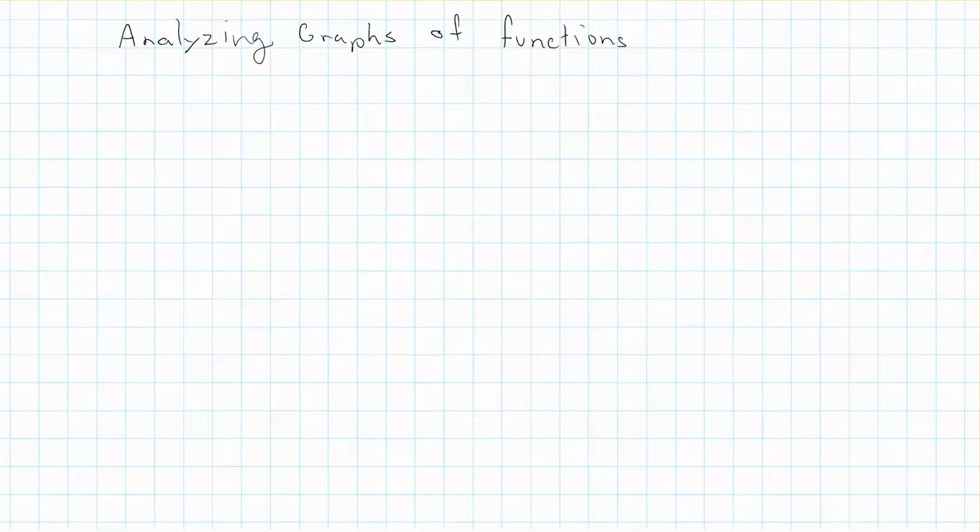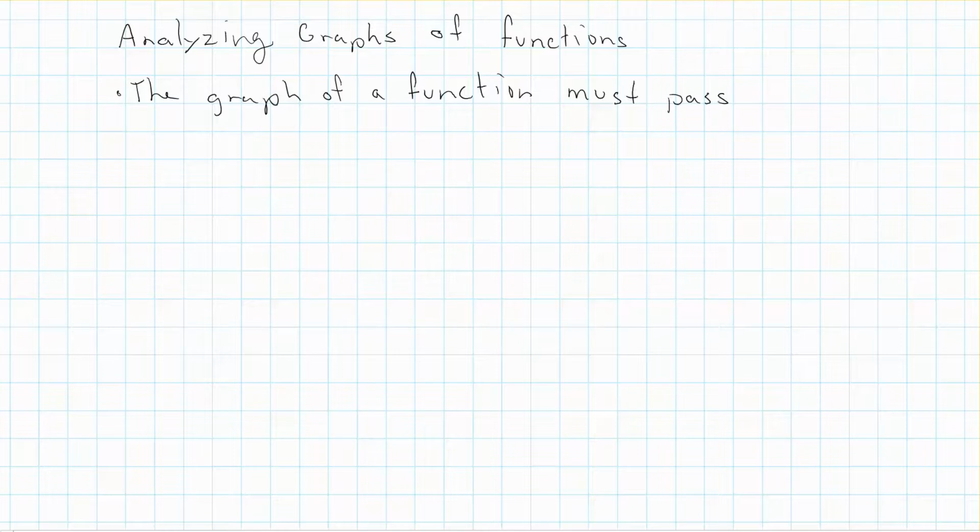So the first thing I want to remind us, I'm not going to go through and write the definition down here, is that the graph of a function must pass the vertical line test. Now, a couple videos ago we already talked about what the vertical line test is. So it's kind of redundant to talk about it again, but it is something important to say. The graph of a function must pass the vertical line test. Alright, so let's move on to the next topic here.